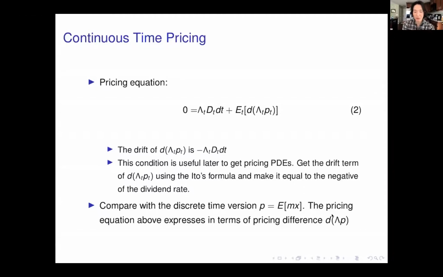So the first term here is the drift term based on the dividend. Given that gamma is the pricing kernel, and this is like the stochastic discount factor, then gamma t times dt is discounted dividends, okay? And this quantity is discounted price.